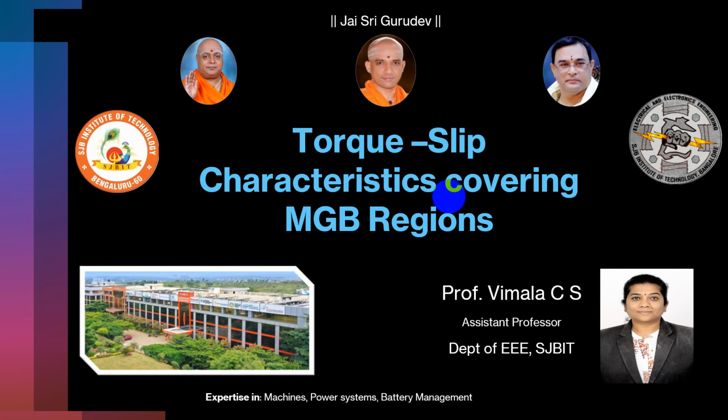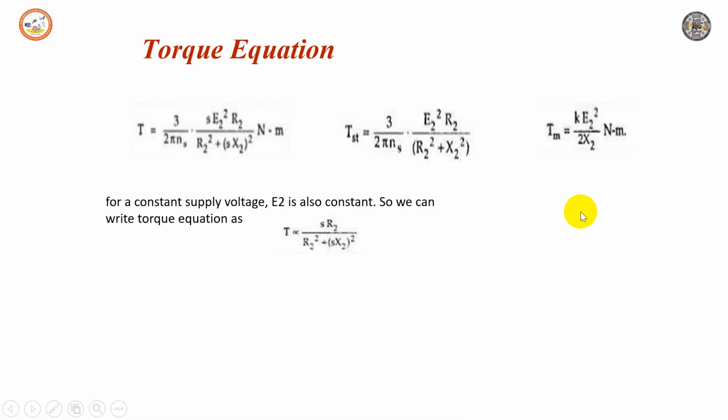As the induction motor is loaded from no load to full load, its speed decreases and hence slip increases. Due to the increase in load, the motor has to produce more torque to satisfy the load demand. So the torque ultimately depends on slip, as explained in the previous video, the slip and its significance.